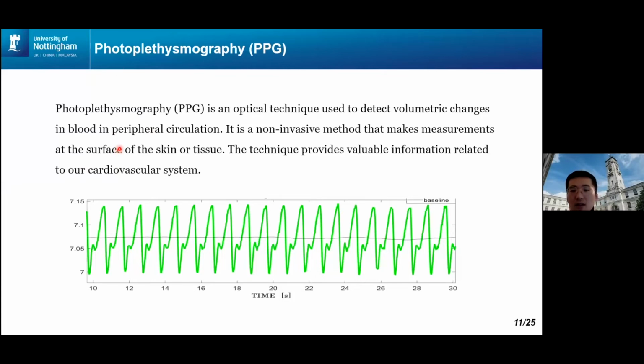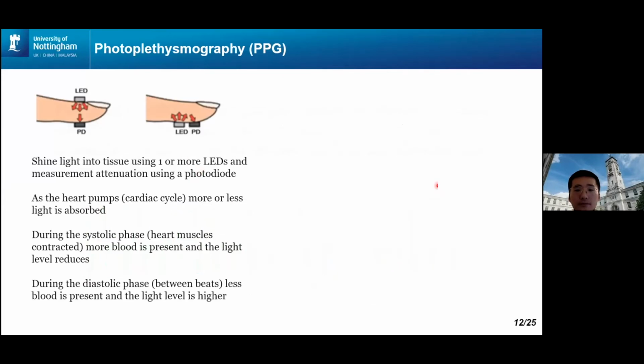And the technique provides valuable information relating to our cardiovascular system. And here you can see an example of how the PPG signal looks. Let's go. Here are some principles of that.